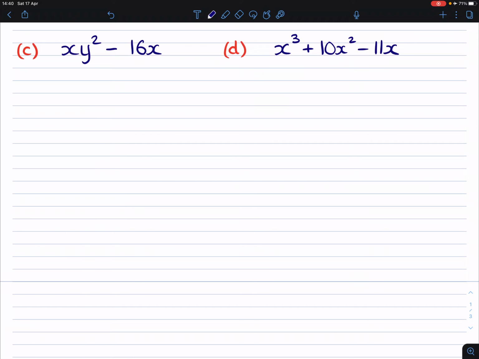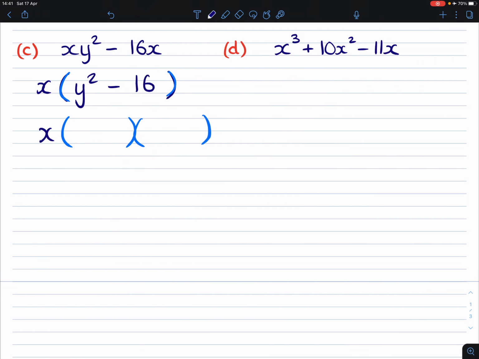Next one, xy squared take away 16x, both have a common factor of x. If we take that out, we will be left with y squared minus 16. What's left inside this bracket has a quadratic involved, so we'll look to see if it can factorize. It can, because we have 2 terms, minus in between, and both have a nice square root. So this is a difference of 2 squares. We still have the x on the outside. Y squared, square root of that is y. 16, square root of that is 4. And to get the minus, we have a plus 4 and a minus 4.